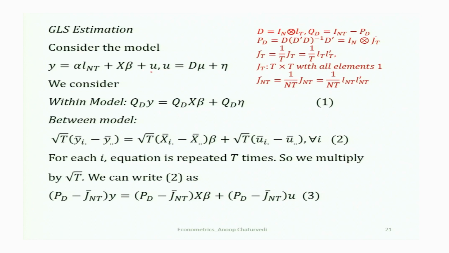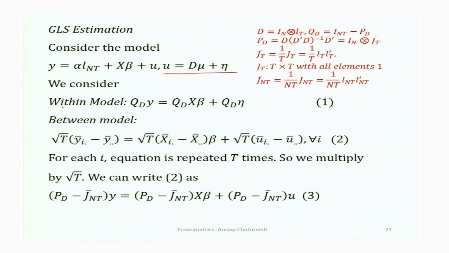Since the disturbances are not homoscedastic, one cannot use the OLS procedure for estimating the parameters. So, now we go for the GLS procedure. Again we consider the model y equals alpha ln t plus x beta plus u, and then u is equal to d mu plus eta.